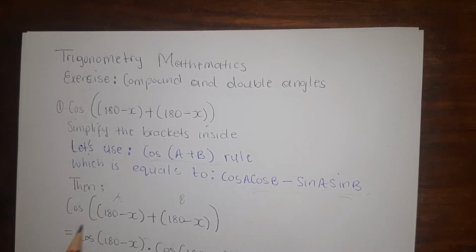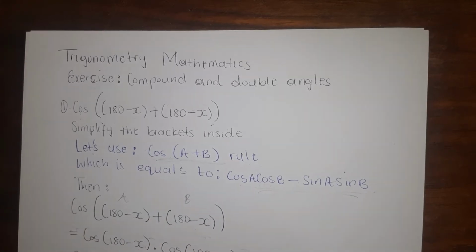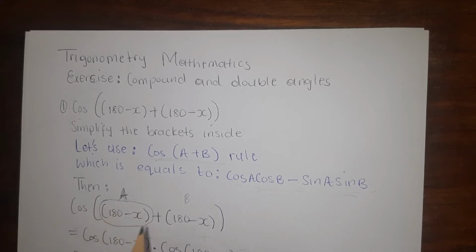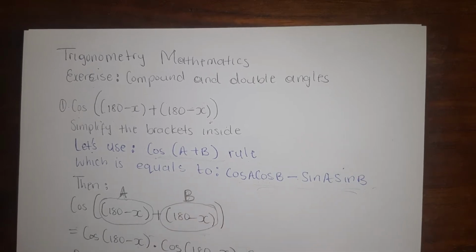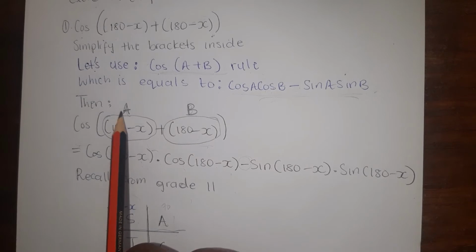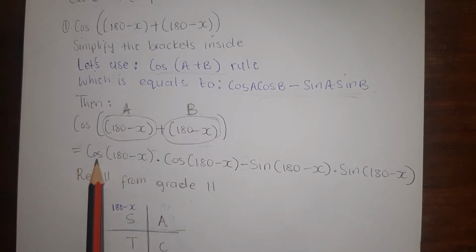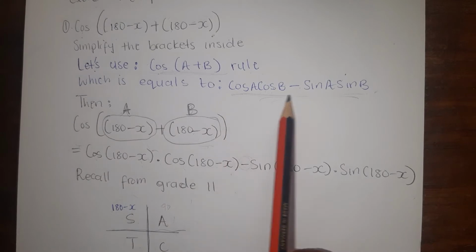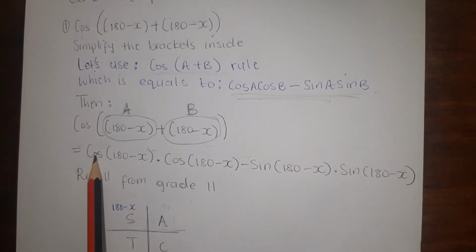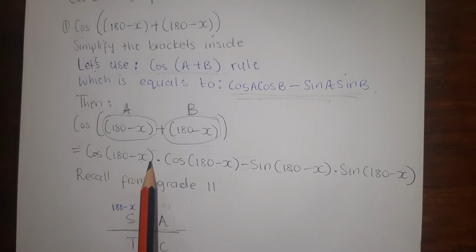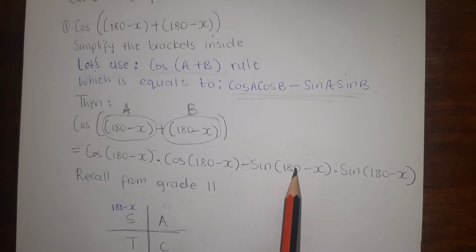Okay guys, from our question, let's make this our a, and then this our b. When we make this our a and this our b and simplify it in the form of this formula, we'll end up with cos(180 minus x) times cos(180 minus x) minus sin(180 minus x) times sin(180 minus x).